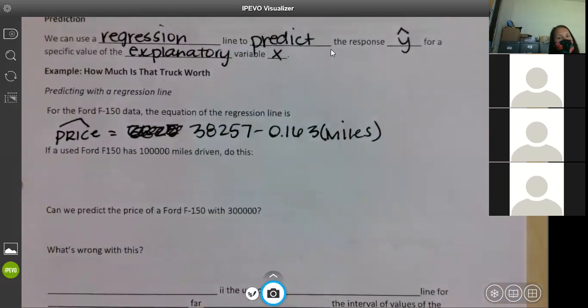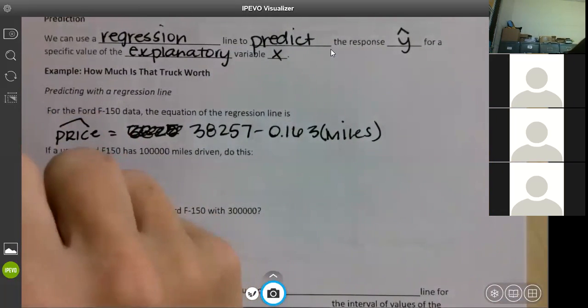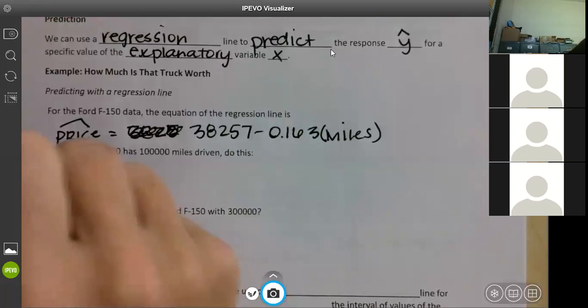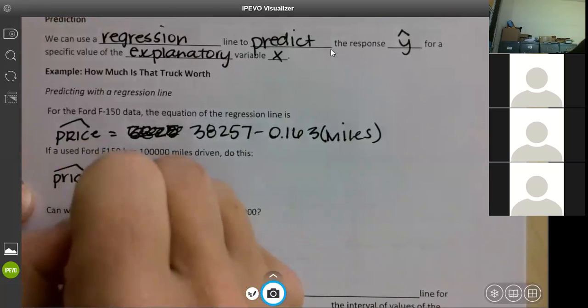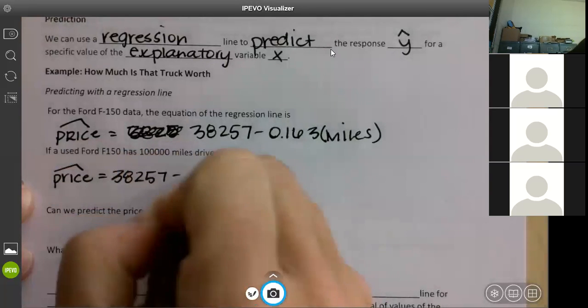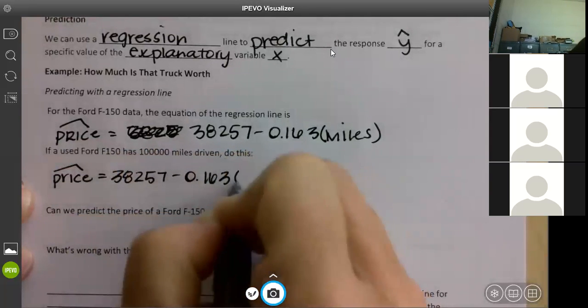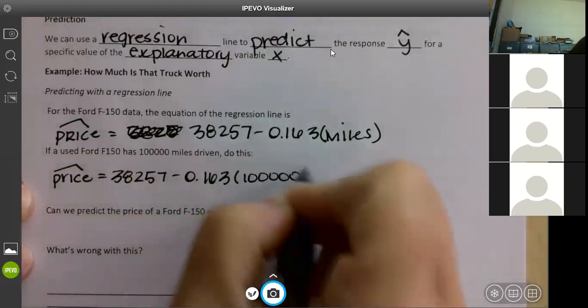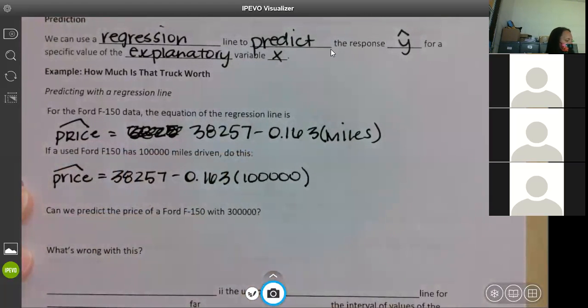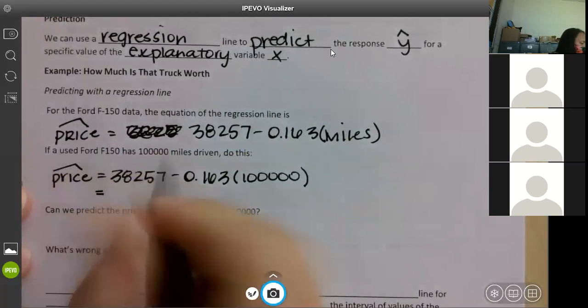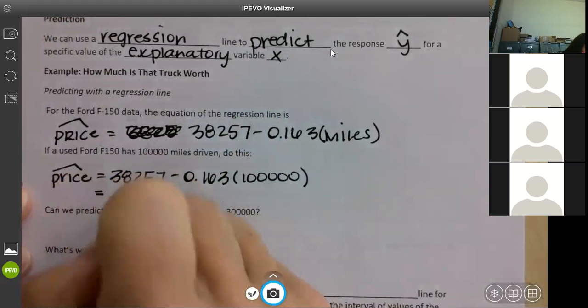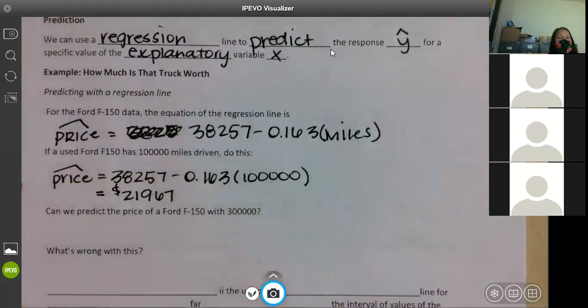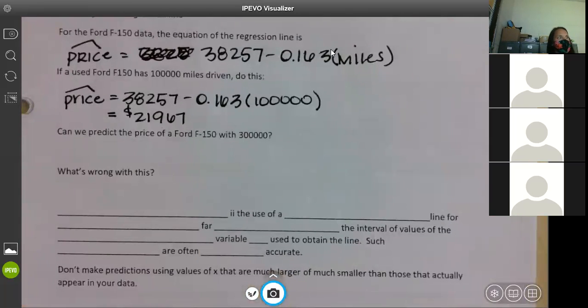If a used Ford F-150 has 100,000 miles driven, what would you do? To predict, you plug in the miles again, so you would do price equals 38257 minus 0.163 times 100,000. And I'm not going to make you do it, but it gives you 21967. Make sure that you have your units on there. So your units is the $ sign.